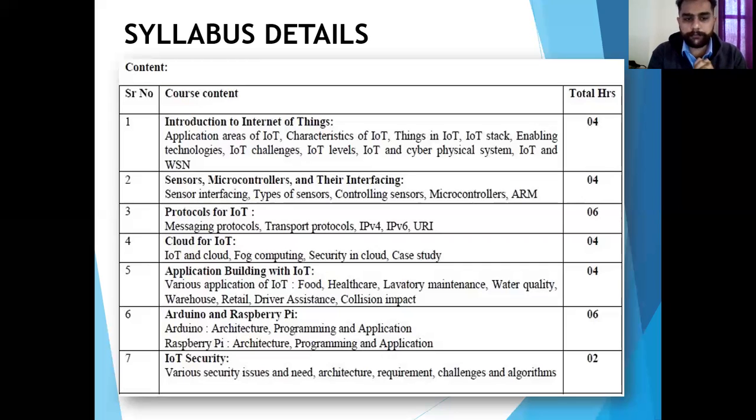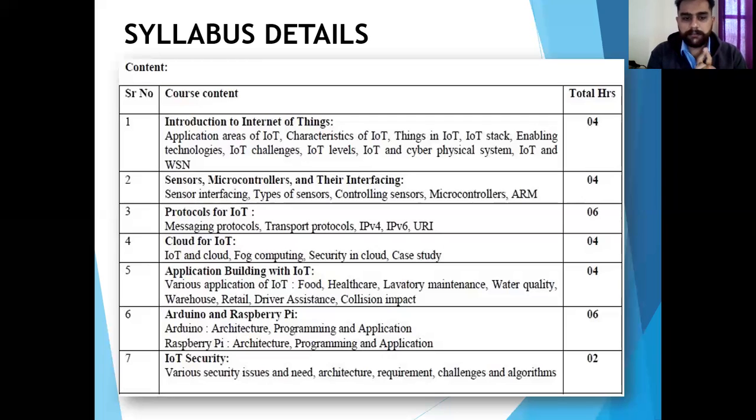After that, we have the fifth unit. It's totally about application building with IoT. By using IoT, we need to build various applications, so we need to learn the concepts behind the applications. Various applications of IoT include food, healthcare, laboratory maintenance, water quality. So there are various applications that have been introduced using IoT. We need to learn the whole thing that would be driven with the use of IoT. It also has 4 hours of sessions.